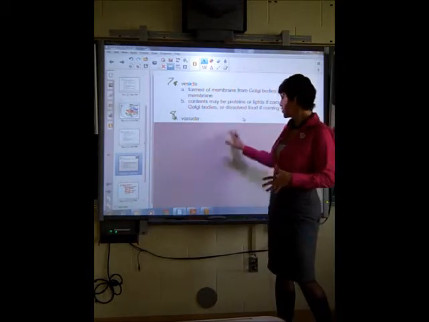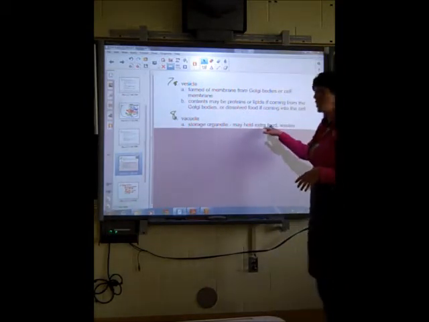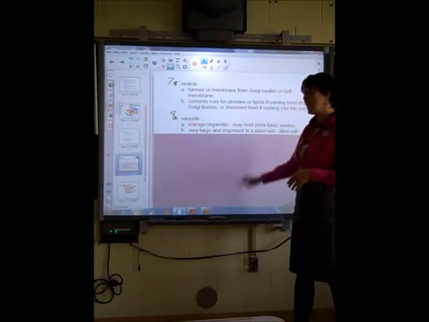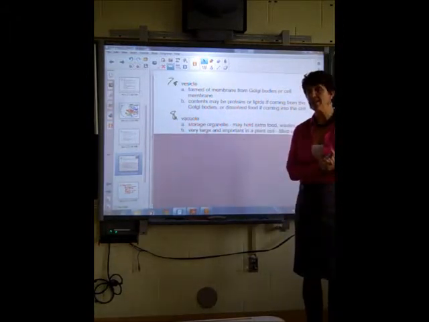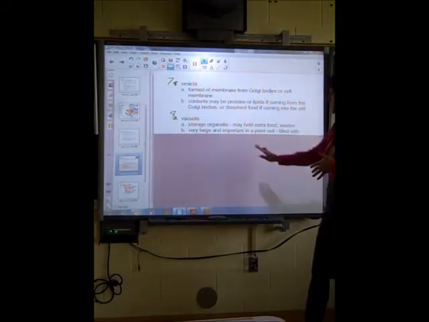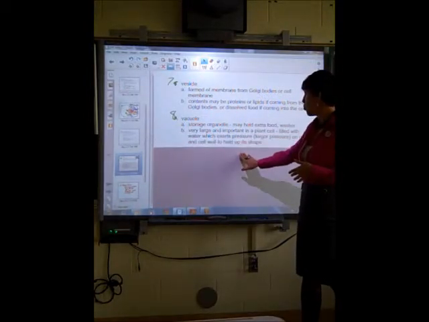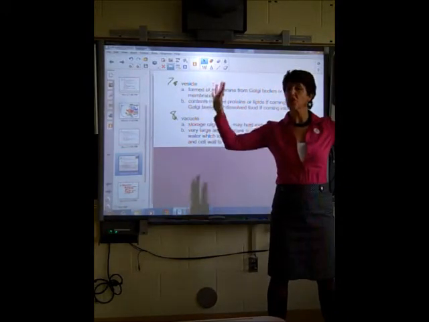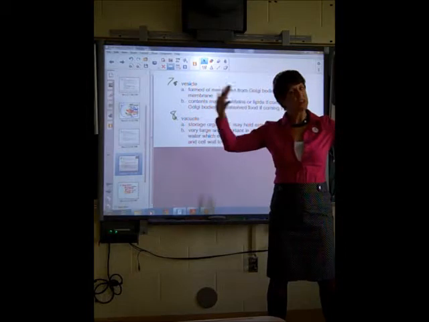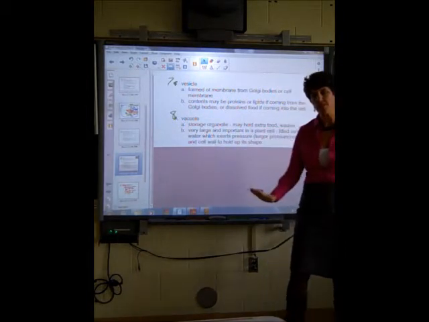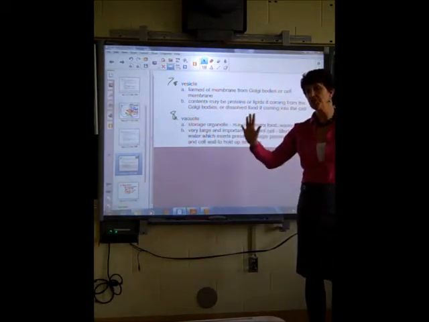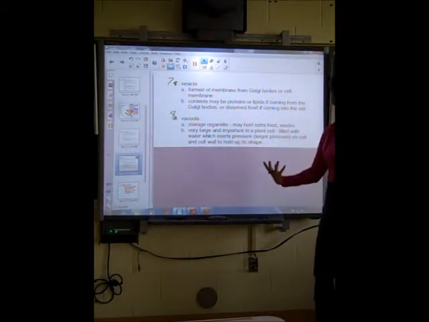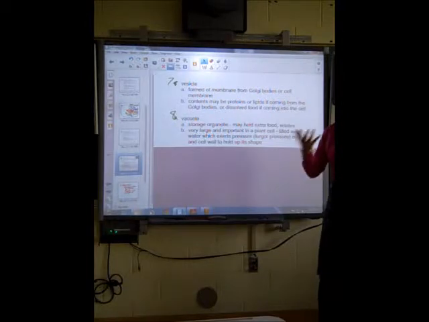Vacuoles are storage organelles. They could hold extra food, they could hold waste. In a plant cell, a vacuole is very large and it's filled with water, and the water exerts a pressure. That pressure is called turgor pressure, and it pushes the water against the walls of the cell membrane, which push against the cell wall. So that allows the shape of a plant to stay upright.